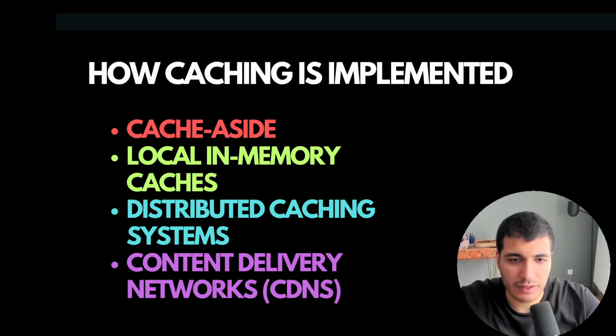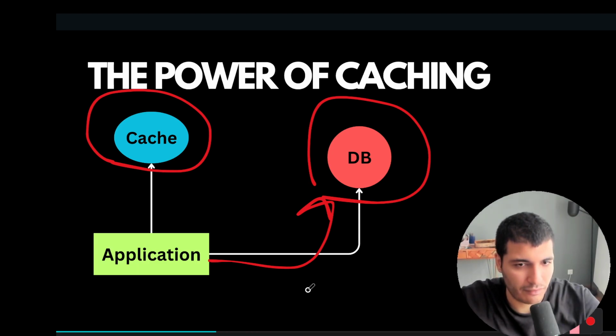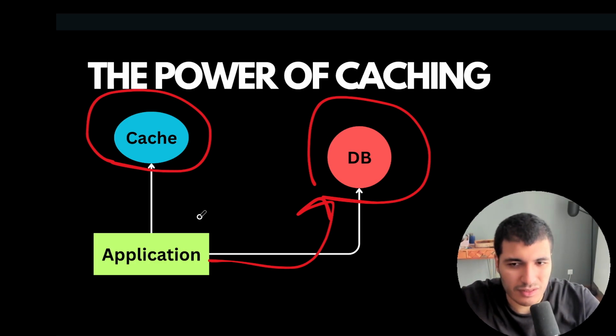Caching, I would say, is implemented in maybe multiple ways. Let's talk about these four most famous ones. First, we have cache aside. Cache aside is actually this example we have here. It's a very common pattern where the application itself is responsible for checking the cache.